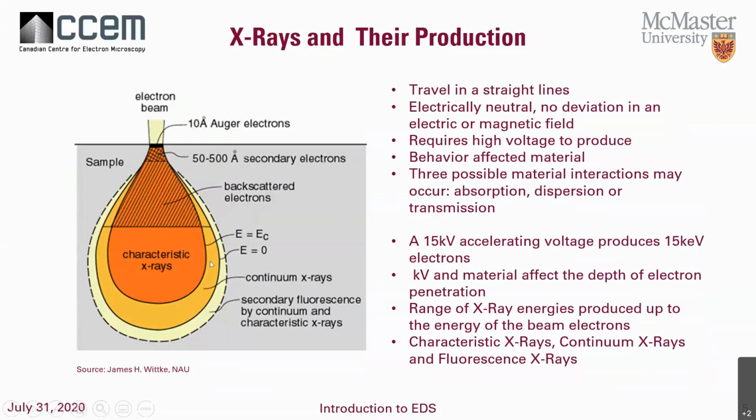Now we can have different types of X-rays produced. Here you're seeing the volume where we're getting the characteristic X-rays, which give us the peaks that allow us to identify elements. Continuum X-rays come from this volume, and those are the X-rays associated with background radiation or braking radiation. And the X-rays produced by either the characteristic or background can produce other X-rays, which come from this region.